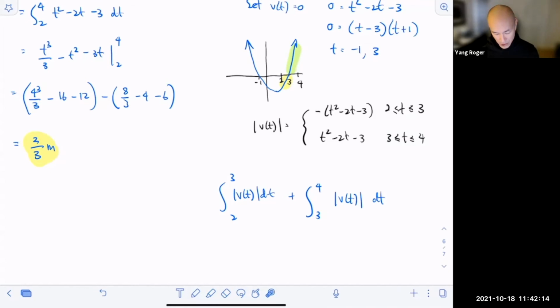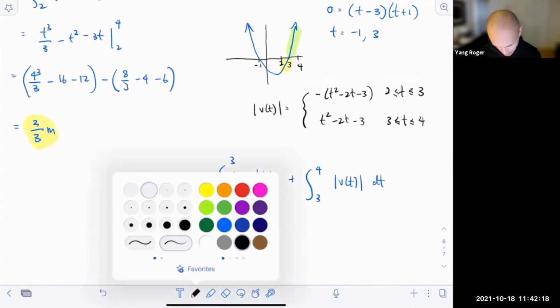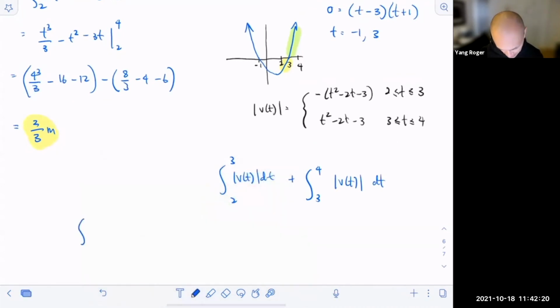Are there any questions? So I guess if I were to write it down, I can say that now I'm just going to integrate from 2 to 3. This is going to be negative t squared plus 2t plus 3 dt. And then the second piece goes from 3 to 4, and that's just my original function, which is t squared minus 2t minus 3 dt.